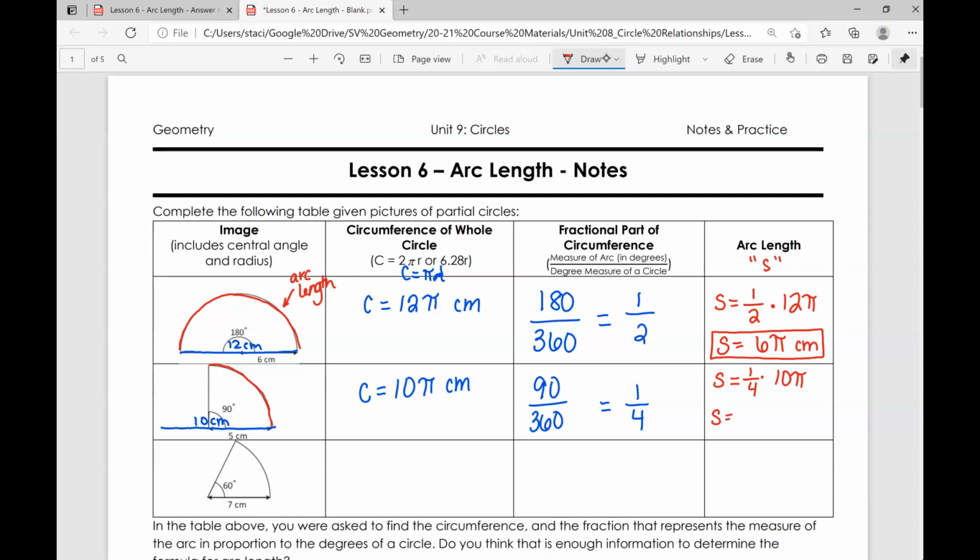When I do 1/4 times 10, remember we want to leave our answers exact, so when I multiply these and don't get a nice whole number, I need to leave the answer in simplified fraction form. So 1/4 times 10 pi gives me 10 pi over 4, which simplifies to 5 pi over 2. The arc length of this piece with a 90-degree central angle is 5 pi over 2.